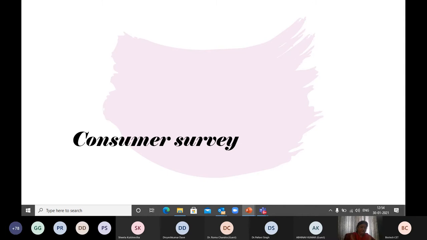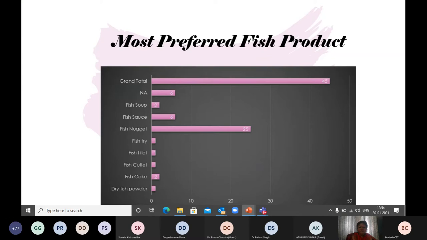Then we did a consumer survey just to see how the consumer would feel if told that this food is produced from the byproducts of the fish surimi producing industry. This is the result we got on which fish product they would like to use. It was a fish nugget. In India it's not so popular, but in Spain or Norway it was a totally different response, which I am not presenting here. So fish nuggets was the most popular, ready to eat kind of food.